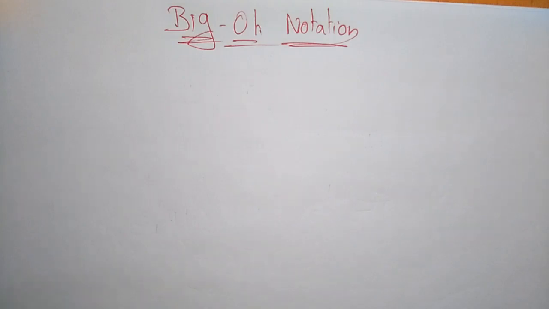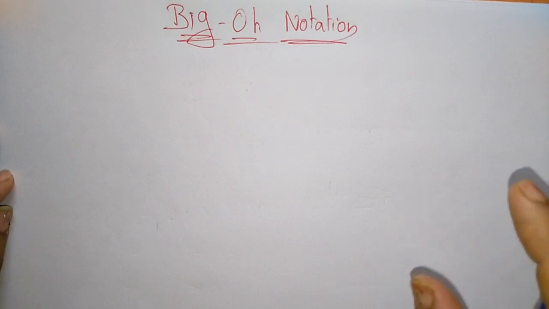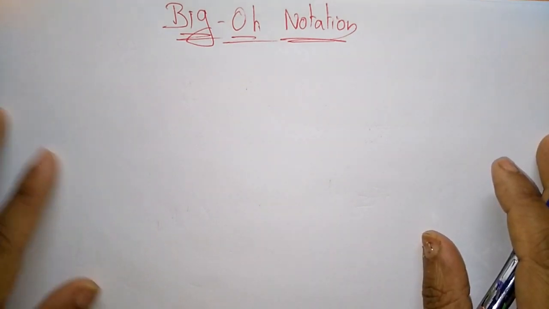Students, let us continue with the asymptotic notations. In the previous video I explained about the theta notation. Now let us see the big O notation.